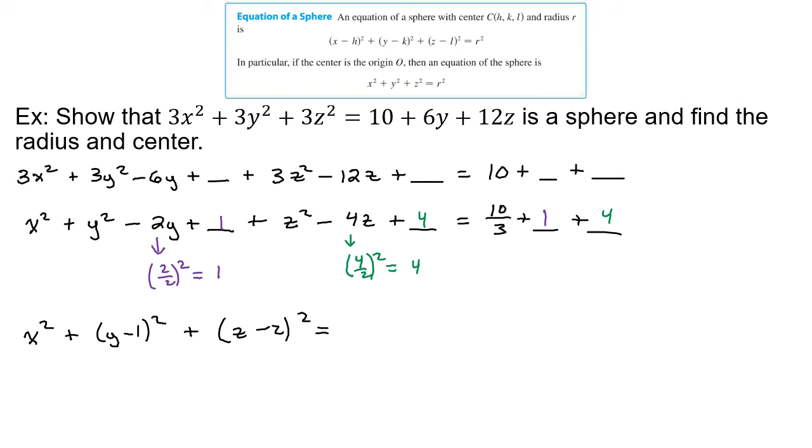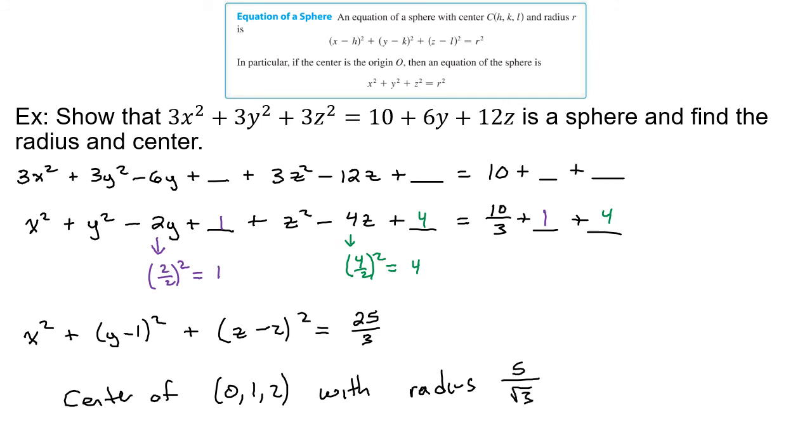The right-hand side is 4 plus 1 is 5, which is 15 thirds, plus 10 thirds is 25 thirds. So I end up with a center of 0, 1, 2. I bet I did that on purpose. 0, 1, 2. With a radius the square root of 25 would be 5, and the square root of 3 is square root of 3. And that would be my center and my radius of the sphere. So hopefully you're an expert at completing a square at this point.